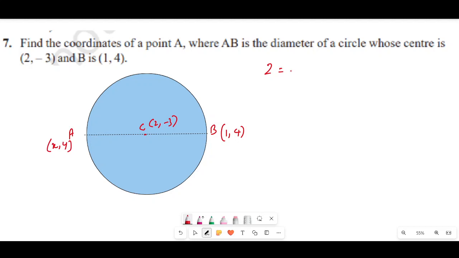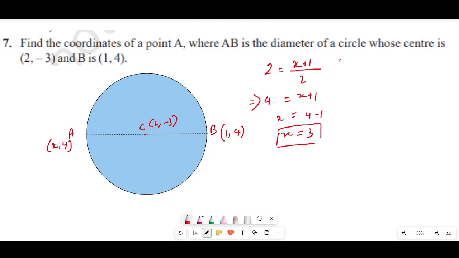2 will be the sum of x plus 1, first coordinate x plus 1, divided by 2. Then we can find the value: 2 times 2 is 4, so 4 equals x plus 1. Now x equals 4 minus 1, that is 3. So I got the value of x equal to 3. Clear?